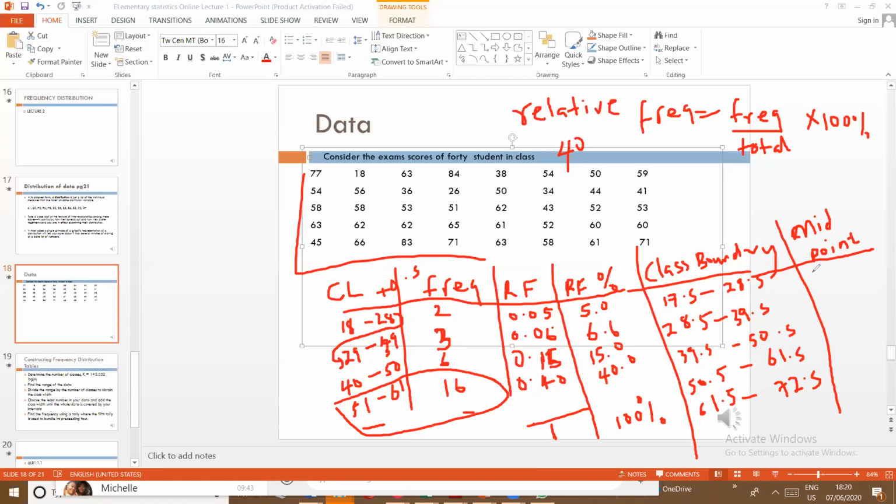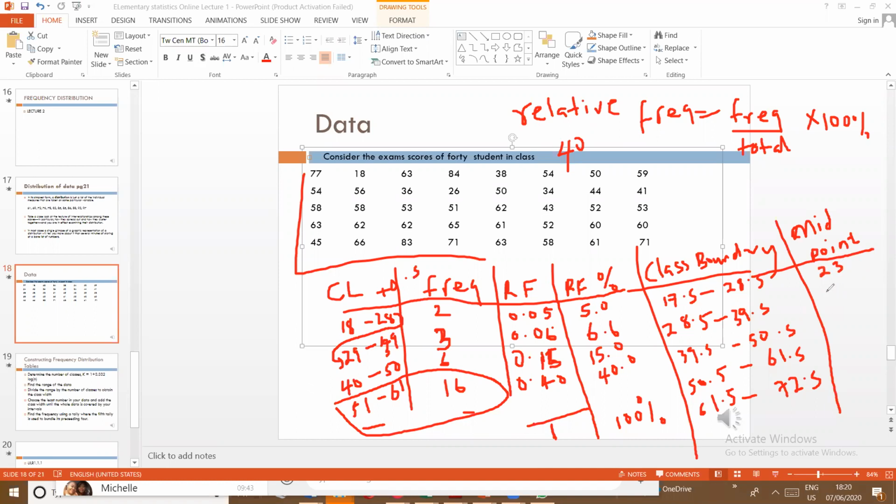So the class midpoint for the first class is 18 plus 28 over 2. Okay, that is for the first class. So 18 plus 28 over 2, what do you get? 23. Yeah, so we get 23. Good. So we have 23.